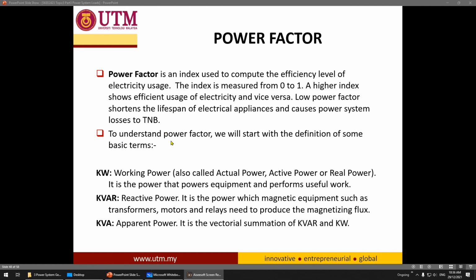So to understand power factor, we will start with the definition. If you recall, when you want to calculate the power factor, you need to know the kilowatt, the working power, the actual power. kVAR is the reactive power. It is the power which magnetic equipment such as transformer, motor and relay produce from the magnetizing flux. And kVA is the apparent power, which is the vectorized summation of kilowatt and kVAR.